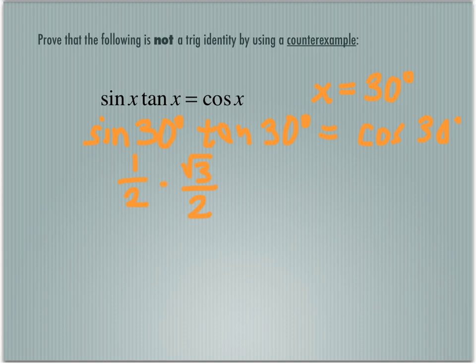Notice if I do multiply those, I get the square root of 3 over 4 on the left side. Now, if this was an identity, it should be true for whatever's on the right side, and the cosine of 30 we know is the square root of 3 over 2. When I compare these two values, of course, they are not equal. So we call this a counterexample. We've picked one particular value for x, and have shown that this identity does not work. So you'll be doing that from time to time.